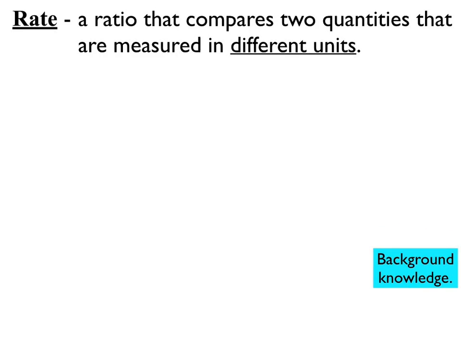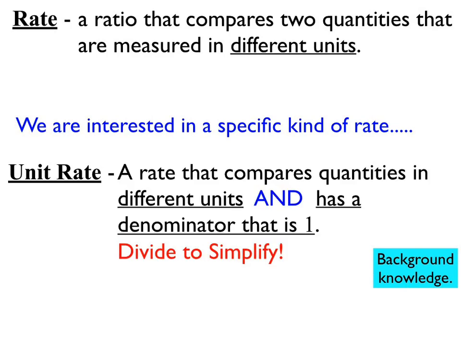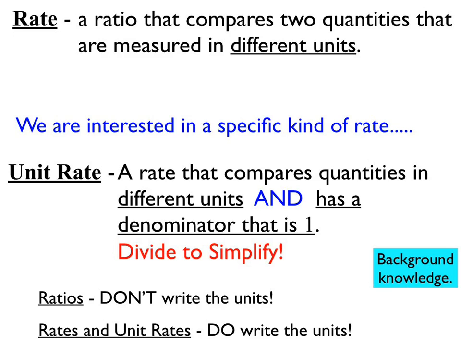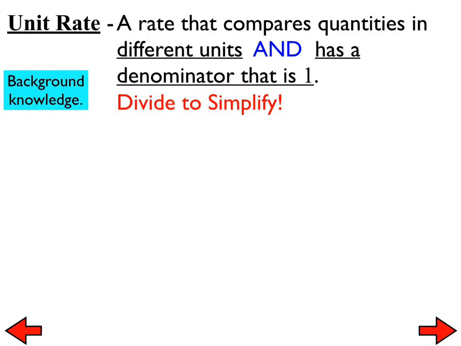A rate is a ratio that compares two quantities that are measured in different units. That definition is also in your notes. We are interested in a specific kind of rate, and that is a unit rate. A unit rate is a rate that compares quantities in different units and has a denominator that is 1. Typically to find a unit rate, we simply divide to simplify. Ratios don't write units. Rates and unit rates, we do write the units. And once again, this is all from 7th grade.